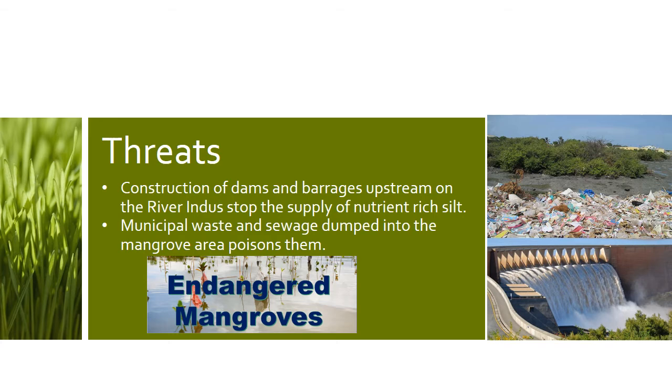Like in the world, construction of dams and barrages, as we have studied earlier, upstream on the river Indus stops the supply of nutrition-rich silt. That is a major threat towards the mangrove forests in Pakistan, as you are observing from this picture as well. The second one, which is also the most important, is municipal waste and sewage dumped into the mangrove area, which poisons these mangrove forests.